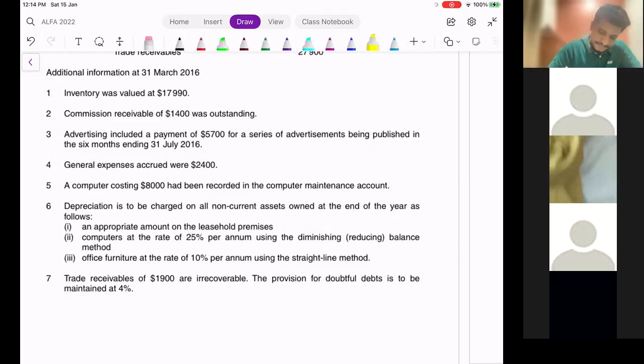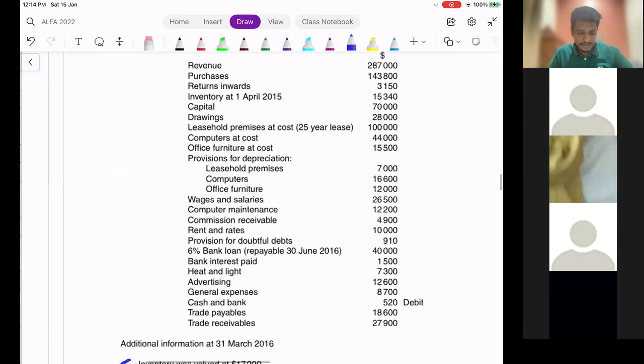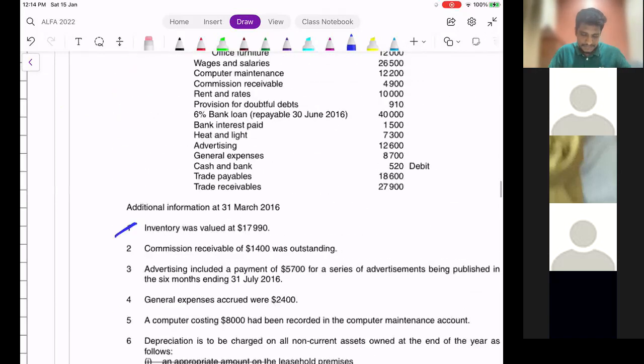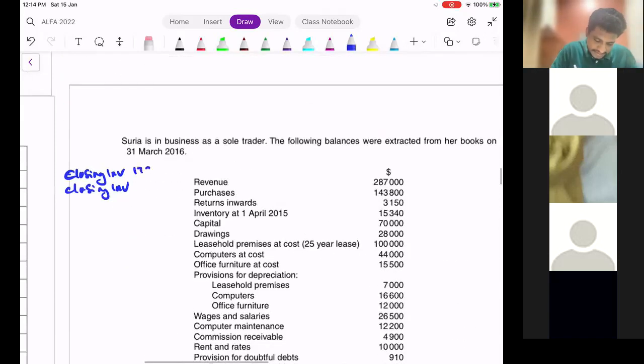Okay, first one. Inventory was valued at 17,990. So this is the closing inventory. My advice, you write closing inventory in 2 places. Then only you won't forget whenever you record. Closing inventory, write 2 times. How much? 17,990. That's the closing inventory.